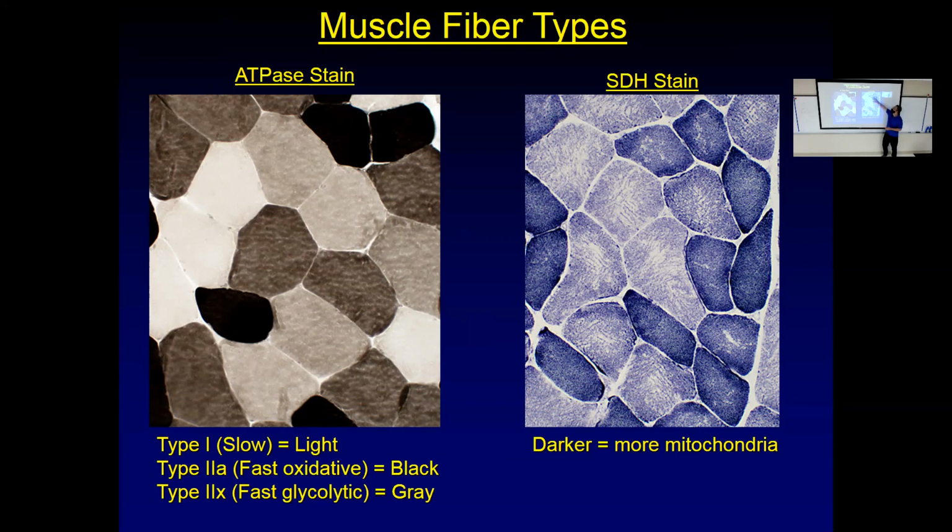And you might stain for succinate dehydrogenase. These are not serial sections here, okay? But I couldn't find a good picture. I don't know why I don't have any, but the darker this is, the more mitochondria there are.